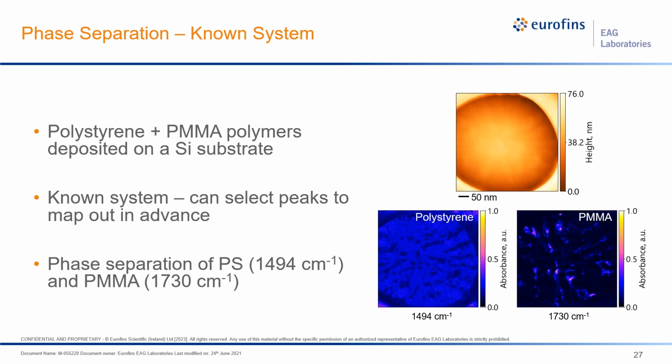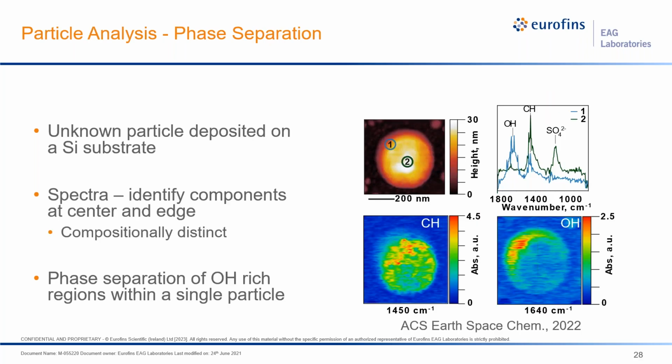So we can look at the distribution of multiple compounds to see how the distribution of them matches up with one another or differs, in this case. This is another example where we have an unknown particle on a silicon substrate.